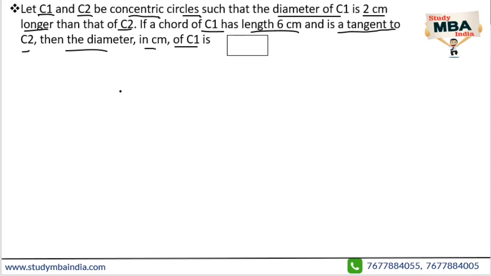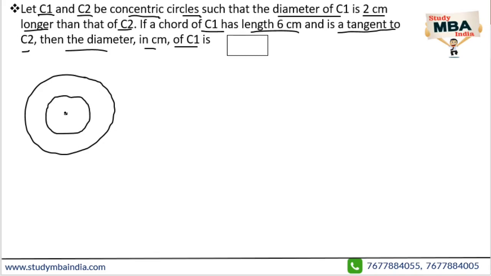So let us say that the concentric circle, which means there is a circle, inside that circle there is another circle and the center is common. So this is basically the center O, and this you can say is the circle 2. So circle 1 and circle 2, the diameter of circle 1 is 2 centimeter longer than that of C2, which means if the radius of C2 is x, then we can say the radius of C1 will be x plus 1, right? Or you can say that this length will be 1 centimeter.